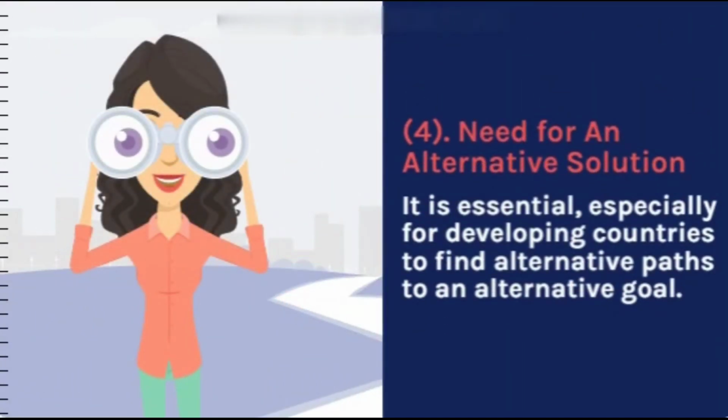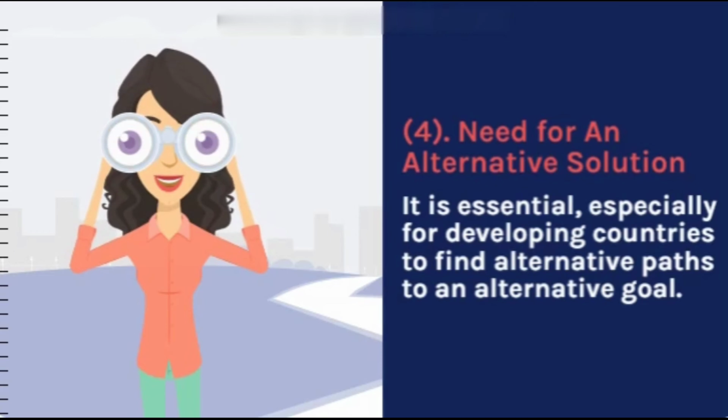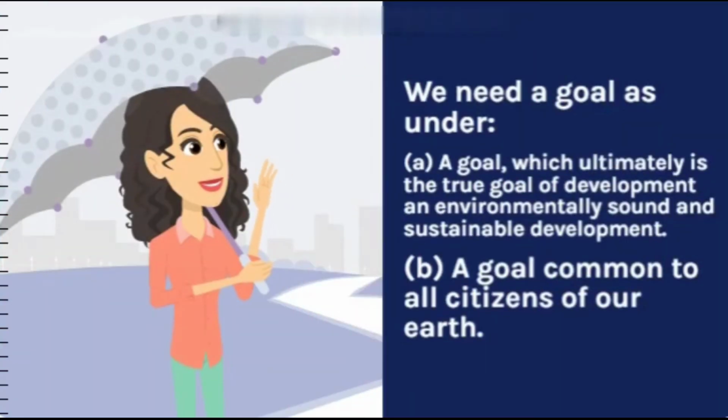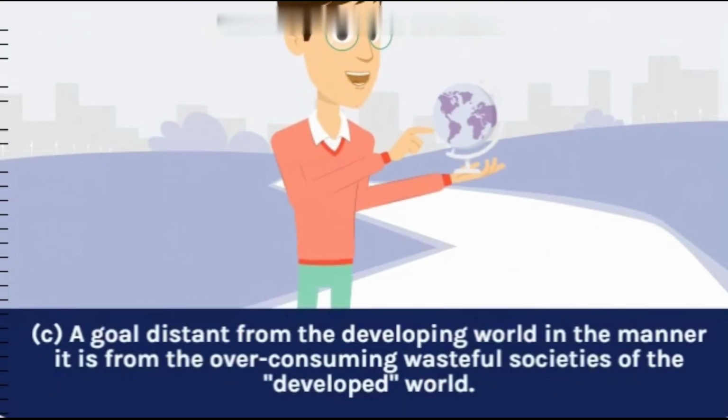4. Need for an alternative solution. It is essential, especially for developing countries, to find alternative paths to an alternative goal. We need a goal as under. A. A goal which ultimately is the true goal of development and environmentally sound and sustainable development. B. A goal common to all citizens of our Earth. C. A goal distant from the developing world in the manner it is from the over-consuming wasteful societies of the developed world.